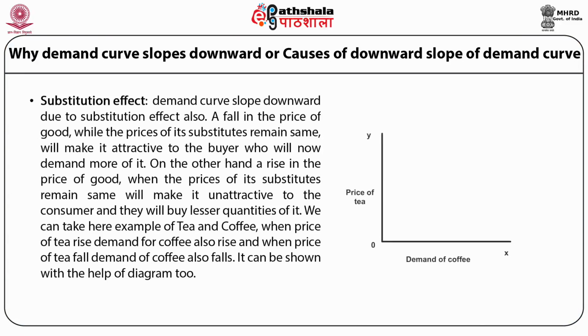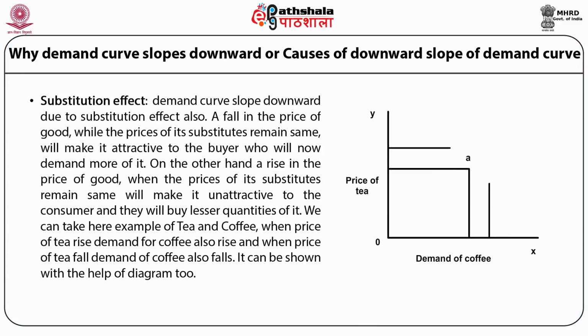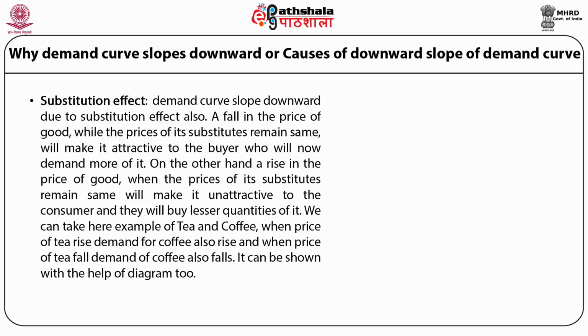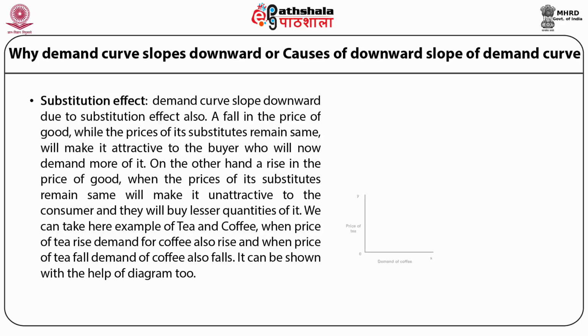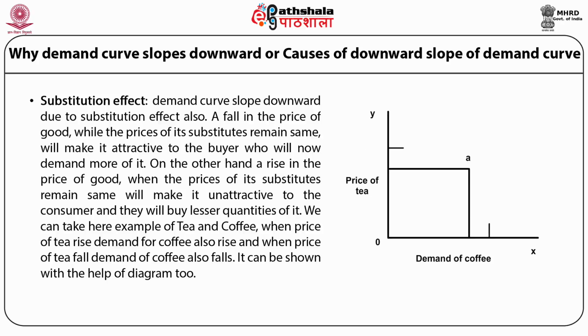Substitution effect. The demand curve slopes downward due to the substitution effect also. A fall in the price of a good while the prices of its substitutes remain the same will make it attractive to the buyer, who will now demand more of it. On the other hand, a rise in the price of a good when the prices of its substitutes remain the same will make it unattractive to the consumer, and they will buy lesser quantities of it.